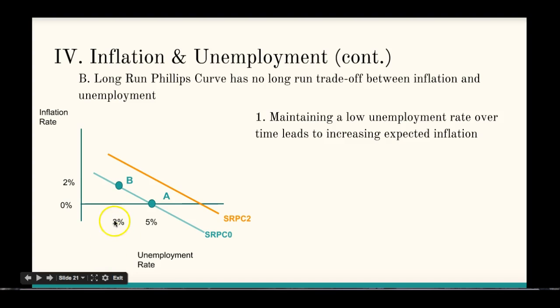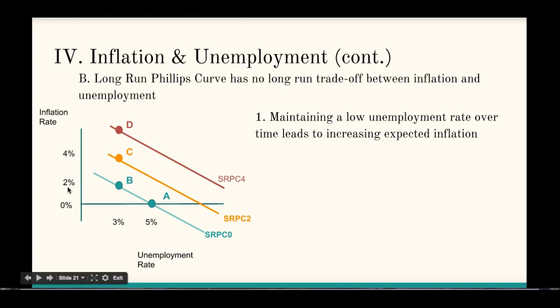So now, in order to maintain that 3% unemployment rate right here at point C, because that lines up, theoretically speaking, now we have to add 2% onto our actual inflation rate. So we're basically taking that 2% and we're doubling it, and now inflation is at 4%. And we keep continuing. So now 4% becomes the expected inflation rate. And so we have to add that to our actual inflation rate. And again, we're going to shift our short-run Phillips curve up. In order to maintain that 3%, now we're going to have to move it up.